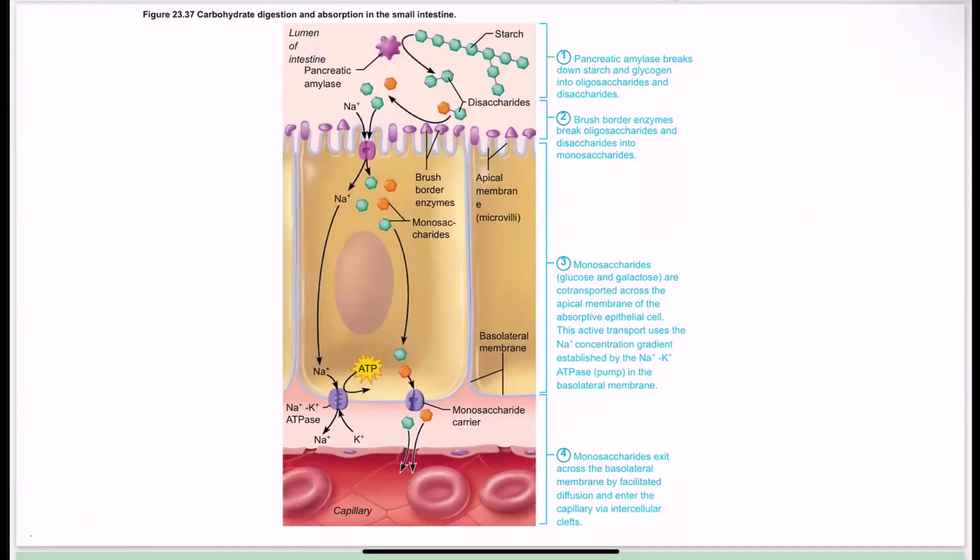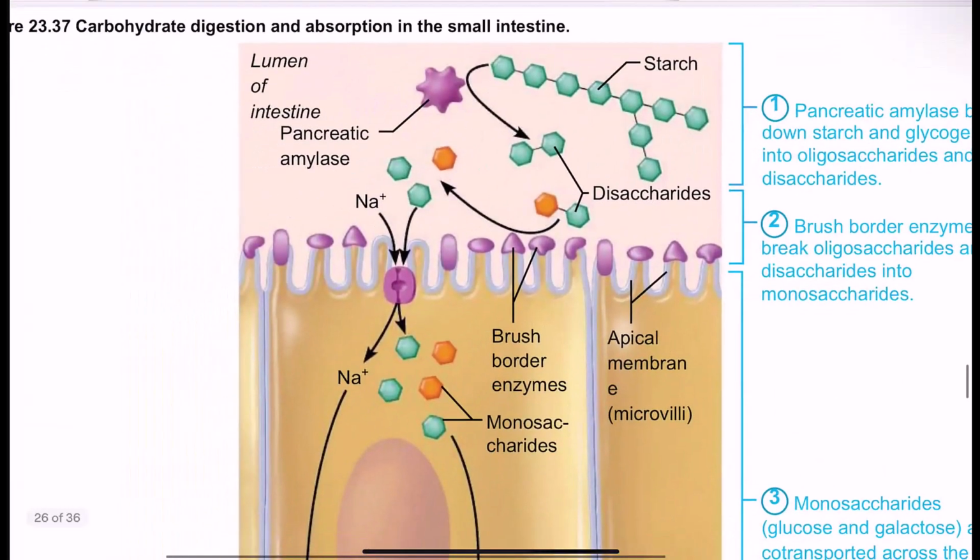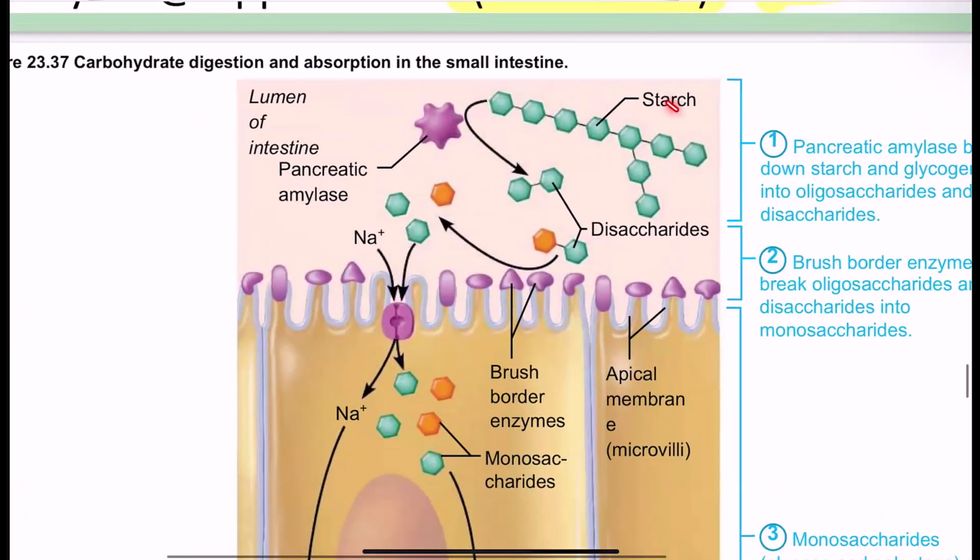So this is carb digestion, and this is a picture from your book. And this is all in the small intestine. So the steps are numbered a little bit differently, but that's okay. So what happens is we have this molecule starch. Starch is a big old carb. The actions of pancreatic amylase break up that starch into smaller bits.